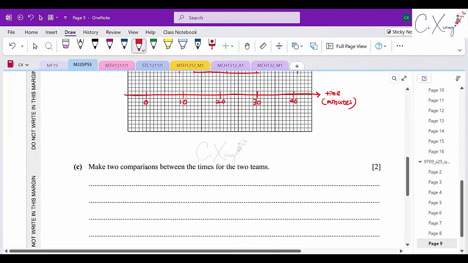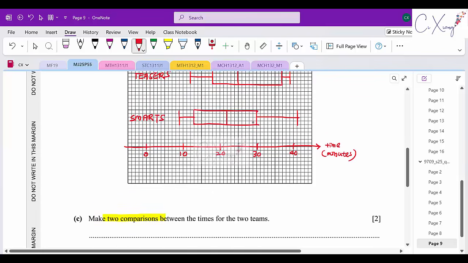Now they want you to make two comparisons between the time for the two teams. Every time when they want you to make any comparison, right? If let's say one comparison, then usually we will comment on central tendency. If let's say both, then you have to comment on central tendency and also the spreadness, right? Okay, so you have two comparisons here.